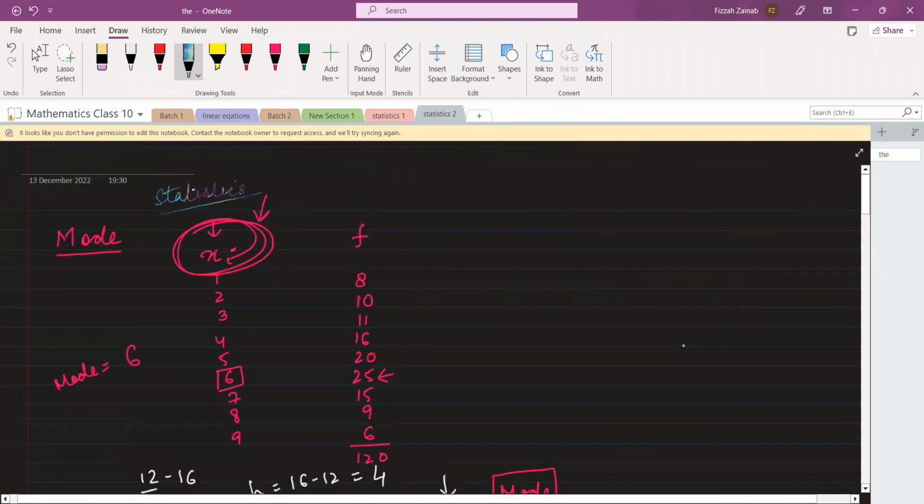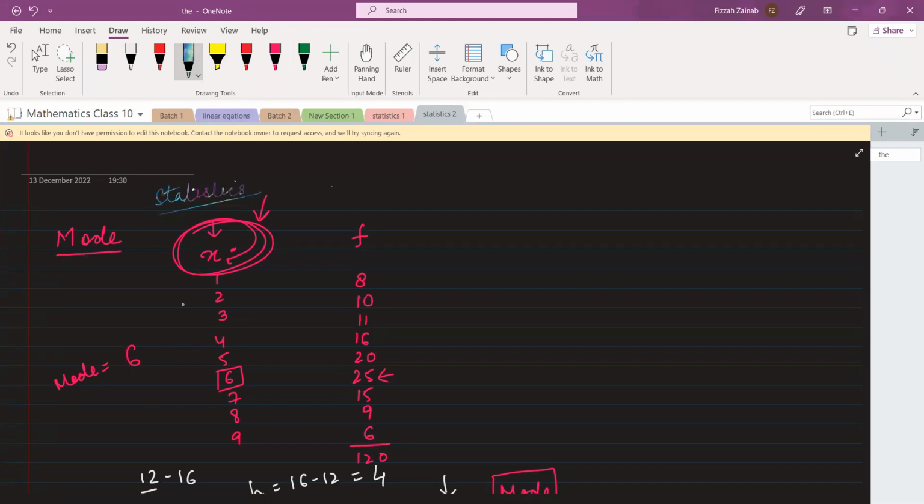See here, for example, this is the data of any XI and FI, right? Let's say these XI are the marks out of 10. And F is the number of students who are getting it, right? So there are total 120 students in the class. So 8 students are getting 1 mark, 10 students are getting 2 marks, 11 are getting 3 marks, like that. So how much is the maximum frequency you can see here? That is 25, right? Yes, ma'am.